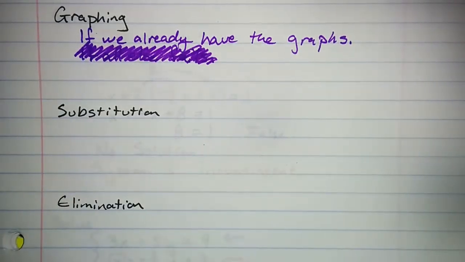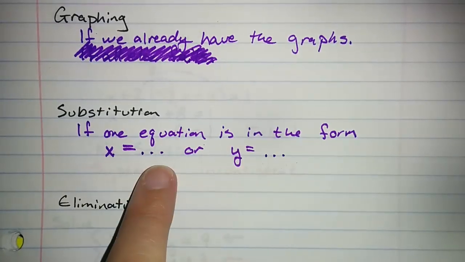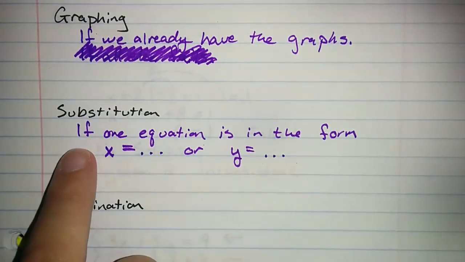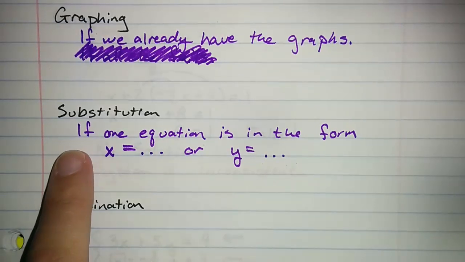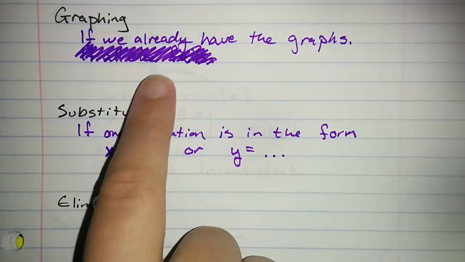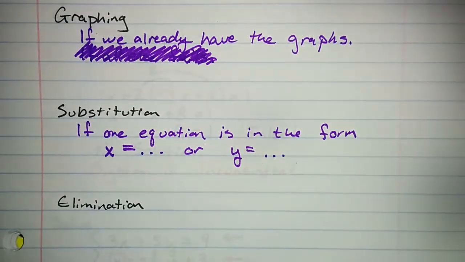When do we use substitution? We will definitely use substitution if one equation is in the form x equals something or other or y equals something or other. Substitution is not usually our go-to method for solving a system of linear equations, but like graphing, you should be aware of this method because you'll use it for more complicated systems of equations in the future.